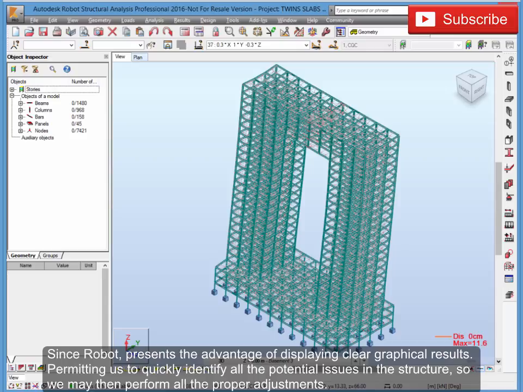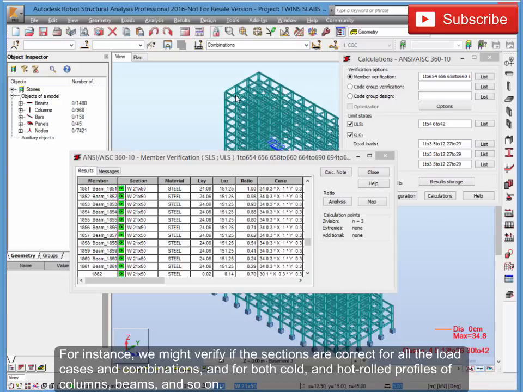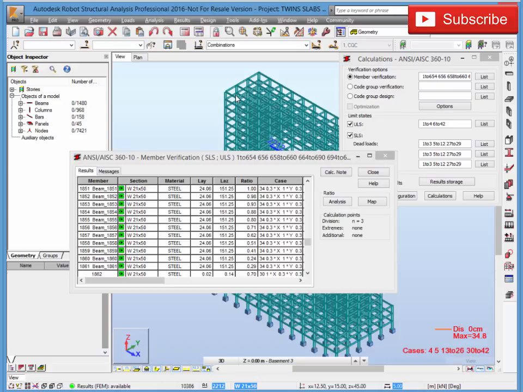Since Robot presents the advantage of displaying clear graphical results, permitting us to quickly identify all the potential issues in the structure, so we may then perform all the proper adjustments. For instance, we might verify if the sections are correct for all the load cases and combinations, and for both cold and hot rolled profiles of columns, beams, and so on.